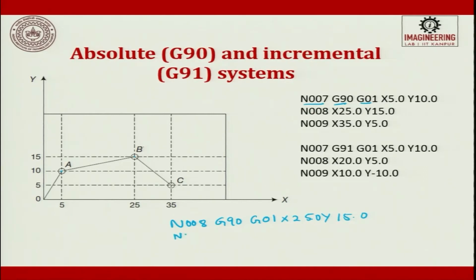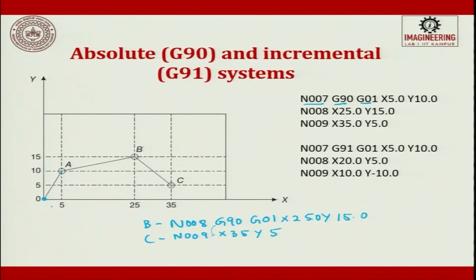The next sentence is for B, and this is for C, N009. I just say X35 Y5, that is all. The rest is all assumed by the modal command, it takes G90, it takes G01. So, this is what it is. Here what we have done is with respect to absolute, with respect to a standing reference, we have noted down all these points.